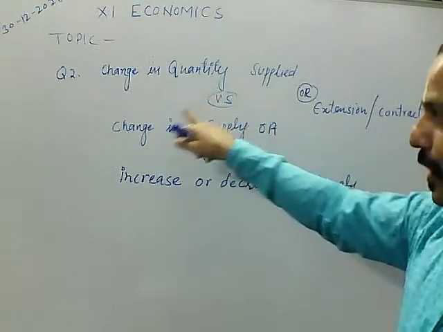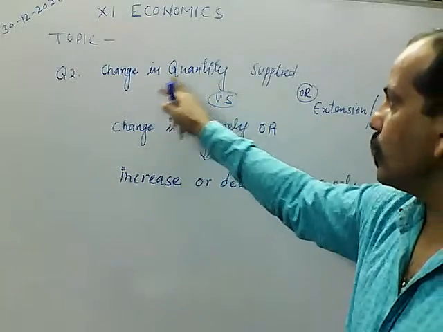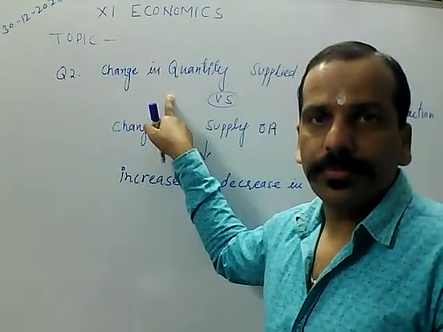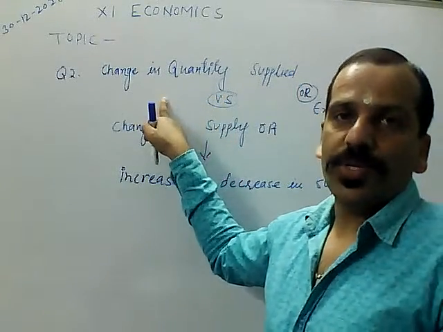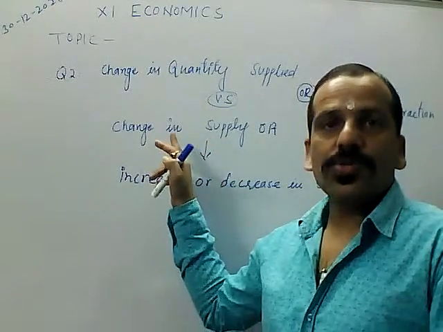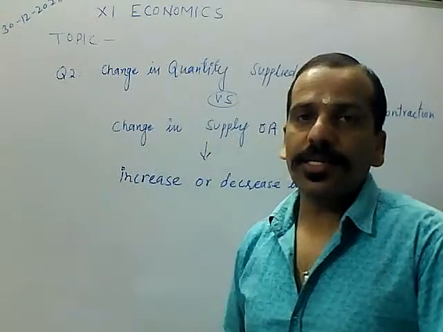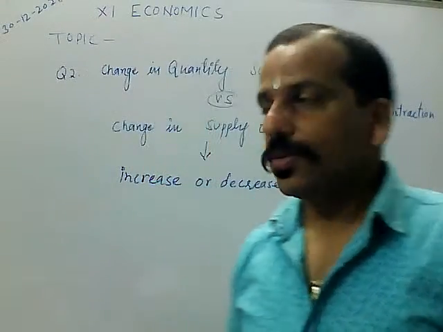So we can say the meaning is: when quantity supplied changes due to a change in the own price of the commodity. Here in change in the supply, the change occurs due to a change in other things, whereas the own price of the commodity remains constant.